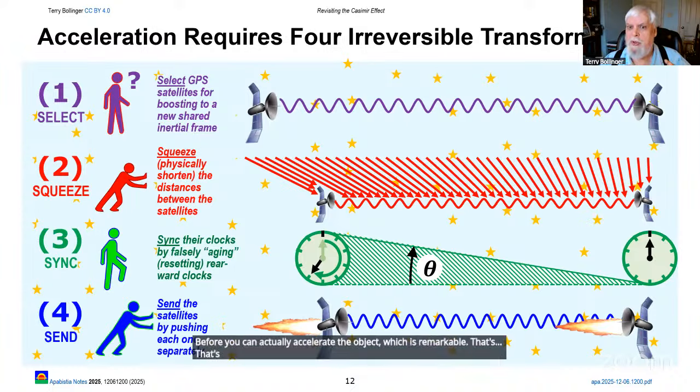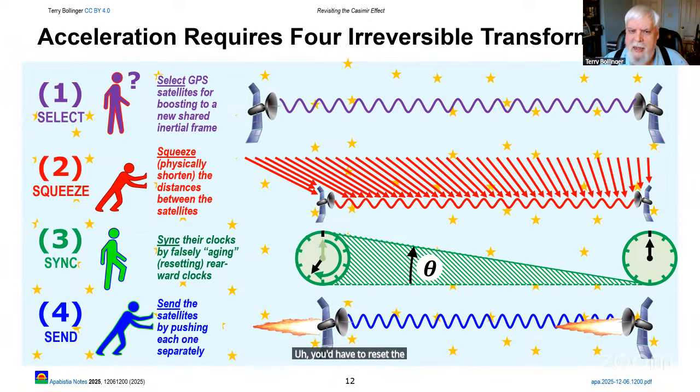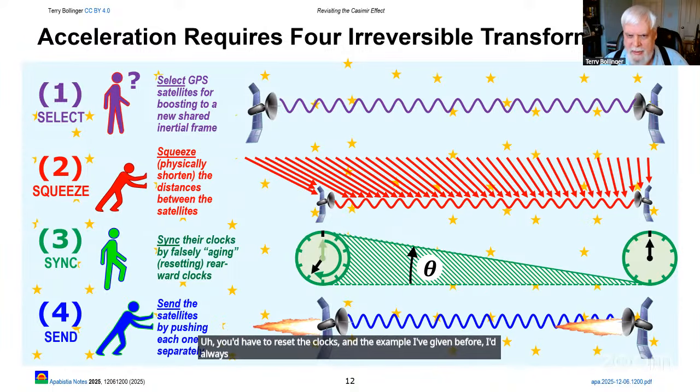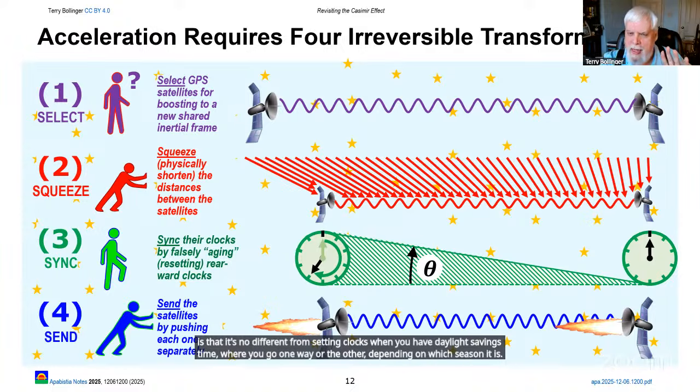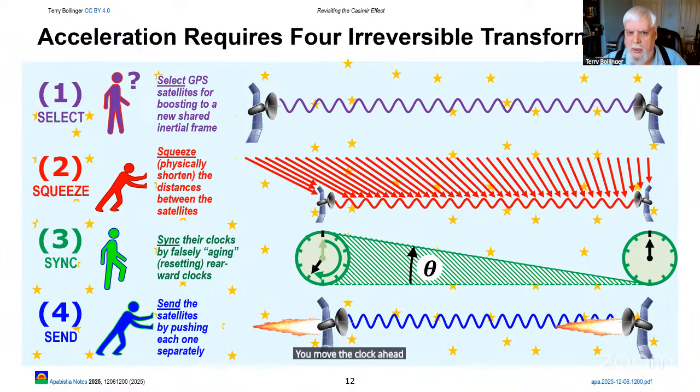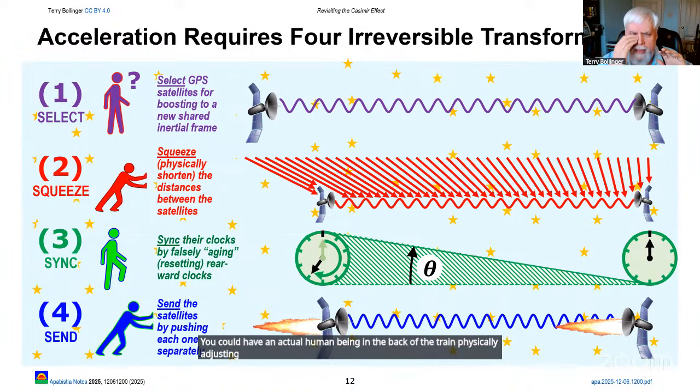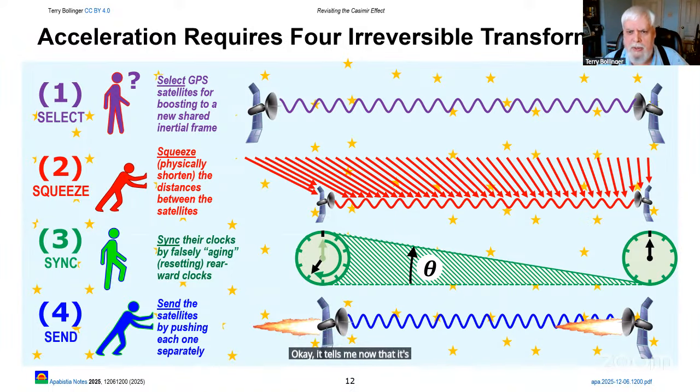That's not just a simple, smooth differential boost. That's something much more complicated. You'd have to reset the clocks. And the example I've given before, I find this amusing, is that it's no different from setting clocks when you have daylight savings time, where you go one way or the other, depending on which season it is. You move the clock ahead in the back of the train. And this is so literal that in a large enough train with a large enough acceleration, you could have an actual human being in the back of the train physically adjusting the clock and saying, okay, it tells me now that it's 1 o'clock and it was 12 o'clock. That's weird. And because he didn't see an hour go by, he just reset the clock.